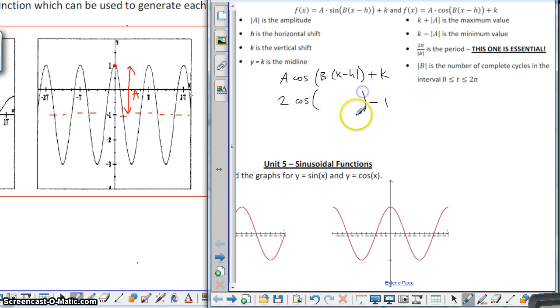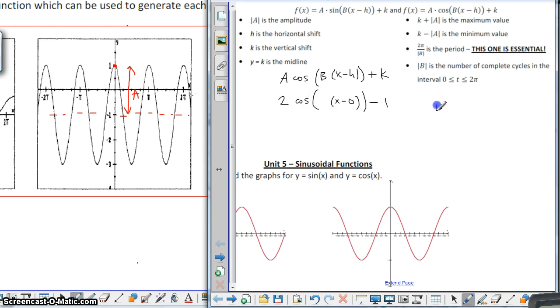cosine, and then I need to find the horizontal shift, if there is any, and then B, which I can find from the period. The horizontal shift is easy since it starts at the top. I don't need to shift at all. So I know it's going to look something like x minus 0. Then to find B, I'm going to have to look at what the period is. The period here is pi.